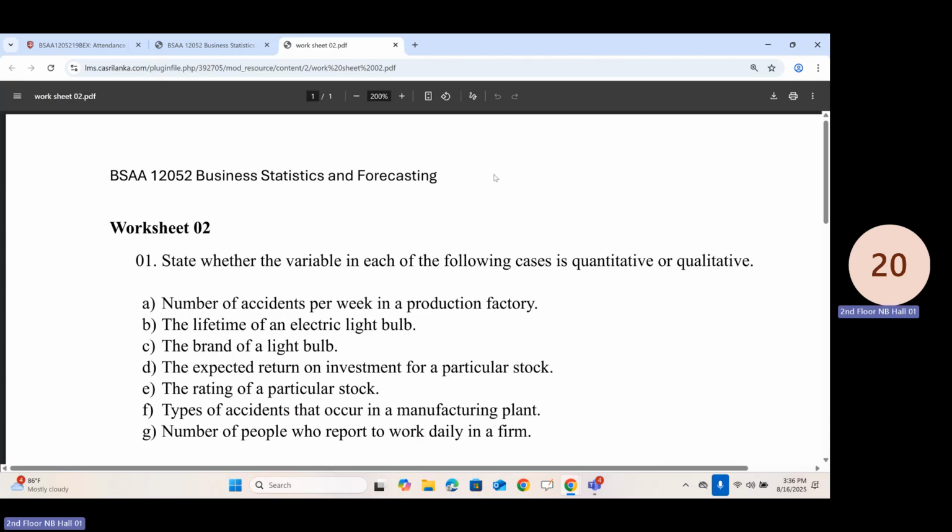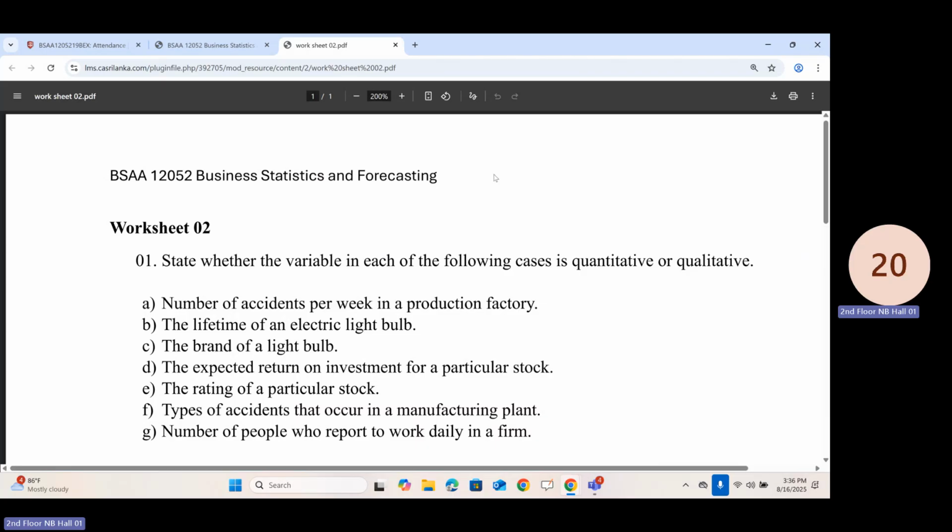First one, number of accidents per week in a production factory. Is it quantitative or qualitative? Quantitative, number of accidents. Okay. The lifetime of an electric light bulb. Quantitative. The brand of a light bulb. Qualitative. Brand, we cannot measure it as numerical.